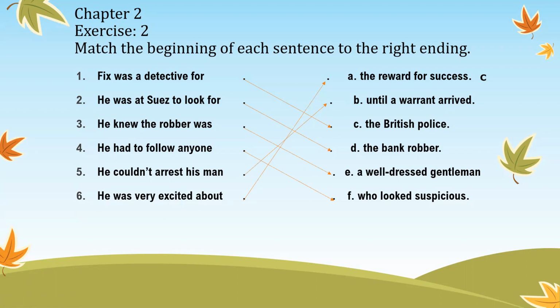So, dear students, here we have completed it for you, and you can check while you are going to read it. And reading is very important, dear students. So again, I will repeat. Number one is Fix was a detective for, and number one is with C, the British police. He was at Suez to look for the bank robber, and he knew the robber was a well-dressed gentleman. Number four, he had to follow anyone who looked suspicious. And number five, he couldn't arrest his man until a warrant arrived, and he was very excited about the reward for success. So, dear students, exercise 2 of the novel Around the World in 80 Days, chapter 2 is completed.